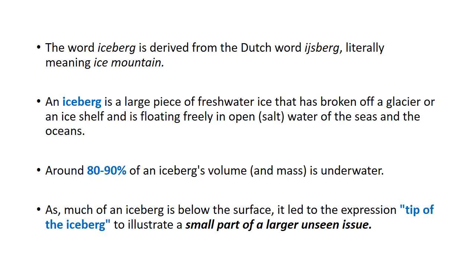An iceberg is a large piece of fresh water which is freely floating in the open salty waters of the seas and the oceans. Now, the most interesting fact about the iceberg is that about 80 to 90% of its volume is submerged underwater. Now, this gives rise to an interesting expression called tip of the iceberg, which means that what we see actually is a small part of a big, large thing. And most interesting and happening things is actually happening beneath the level of what we can see.